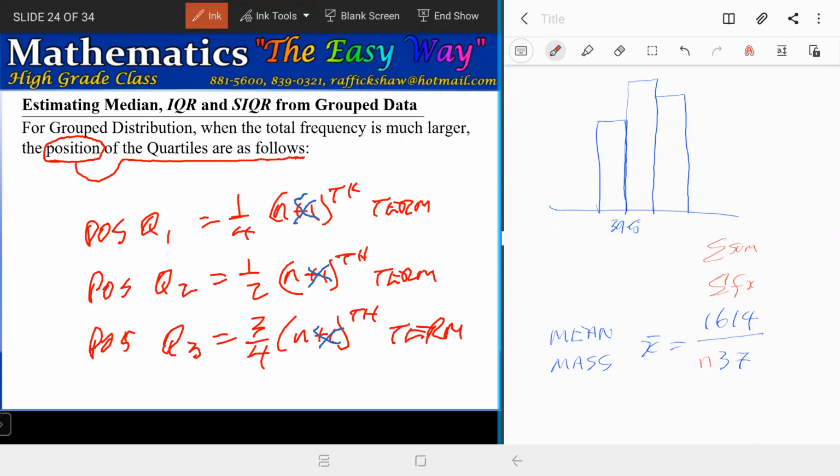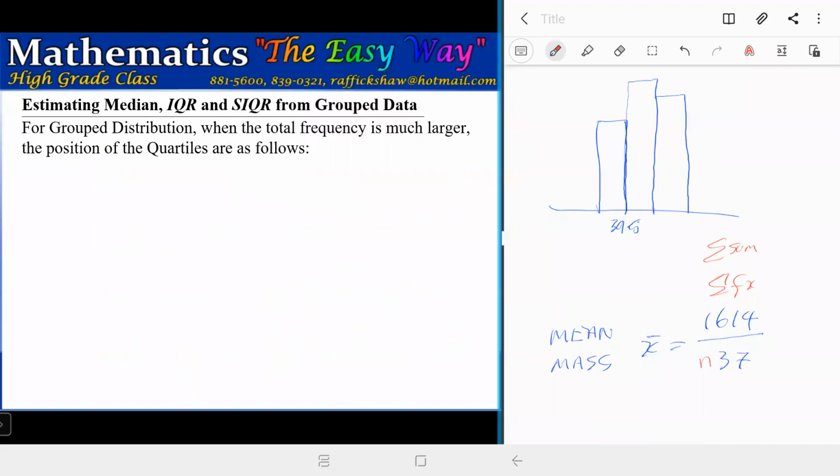You're not going to make any material difference anymore. So you can just say quarter n is the position of Q1, half n is the position of Q2, and 3/4 n is the position of Q3. We don't need to go the +1s anymore when the data is grouped and the frequency is high. When the data is grouped, it's usually when you have a high number of data occurring at high frequency, and so you don't need the +1 anymore.